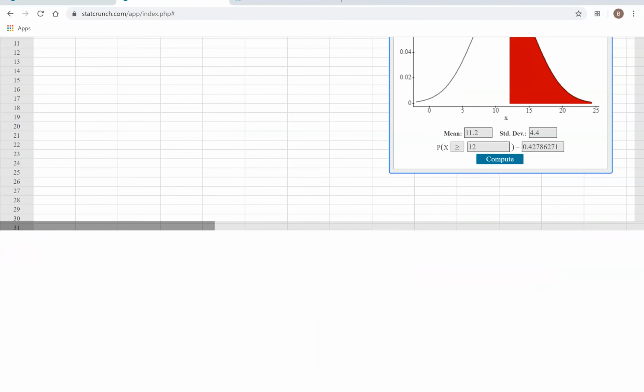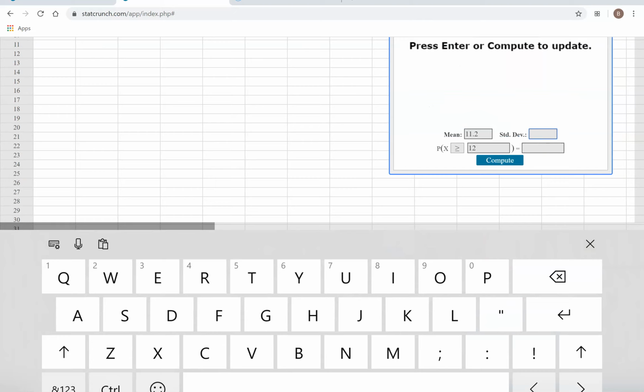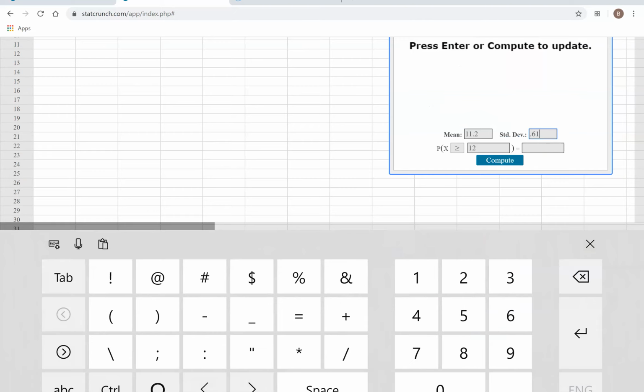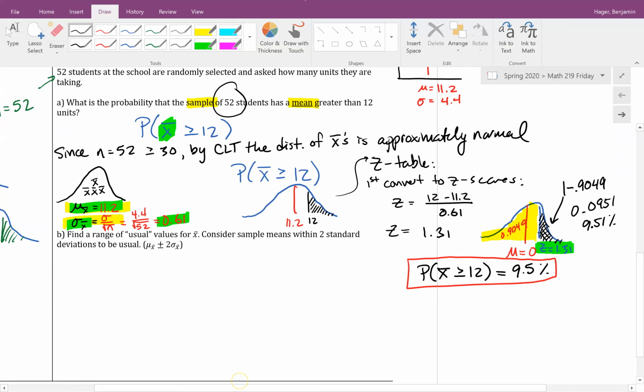So let's go back to StatCrunch. This standard deviation should be 0.61. Now let's see. There we go. 0.0948. So that's about 0.095, which is what I found, 9.5%. Okay, so we're right on there. Okay, but again, StatCrunch gives it a lot faster. We don't have to mess with any of this stuff.